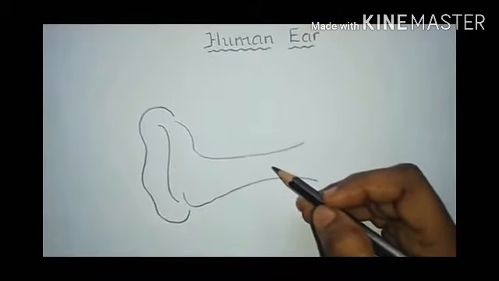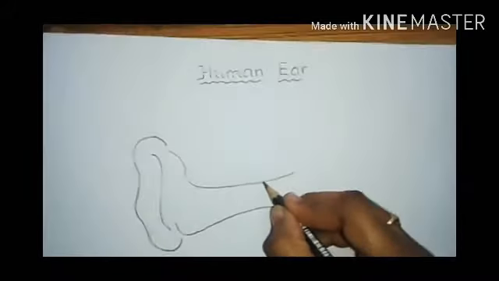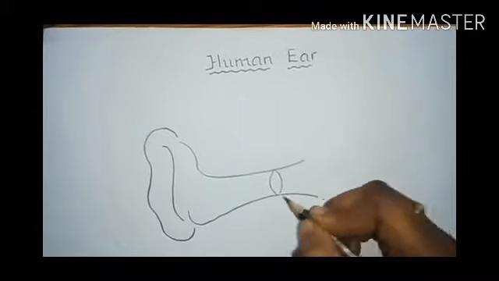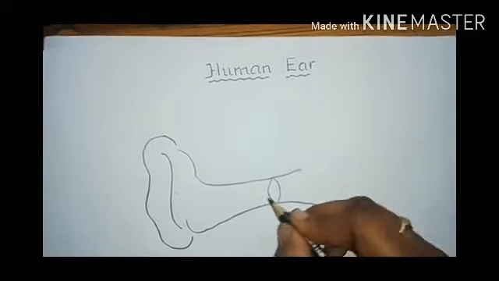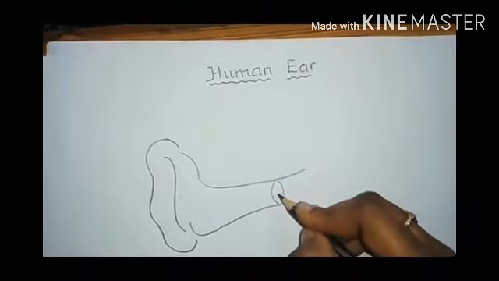Now draw the important part of the outer ear, that is the tympanum. So that is also called the eardrum. This tympanum separates the external ear from the middle ear, and sound waves make the tympanum vibrate.